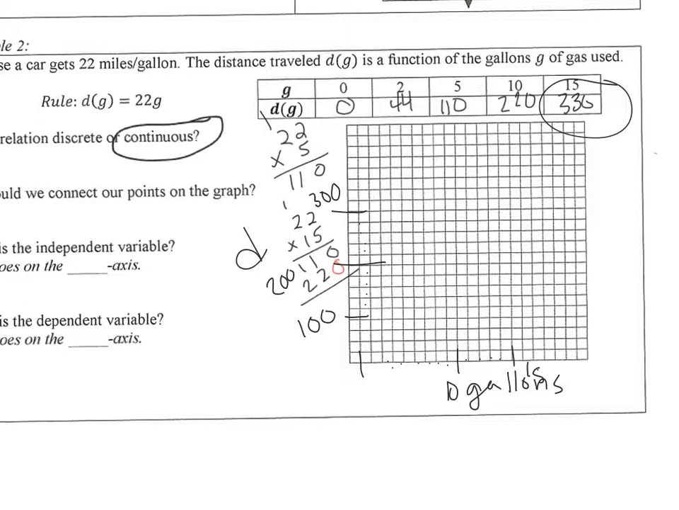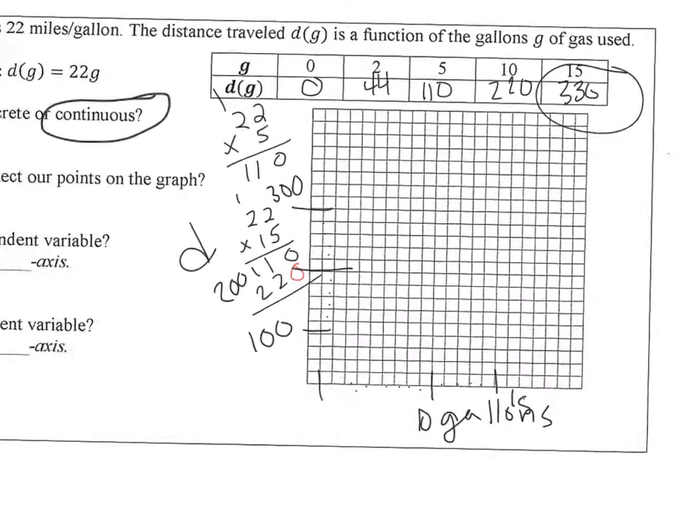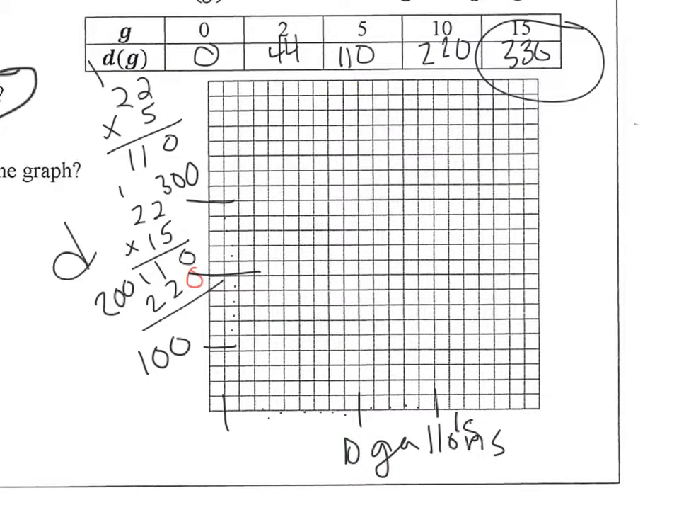So then I'm going to plot my points. And we know it's going to be a continuous graph, so we can connect the points. So 0, 0, which is probably sloppy. So 0, 0 is right here. 244 would be about right here. 5, 110. 2, 3, 4, 5. 5, 110.